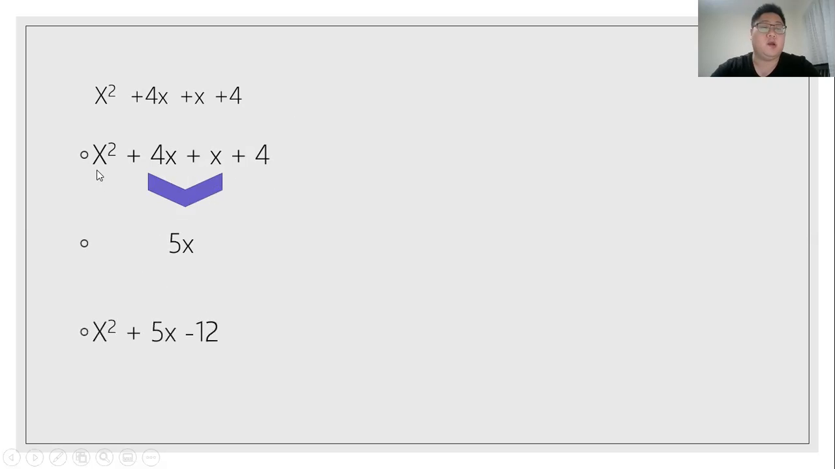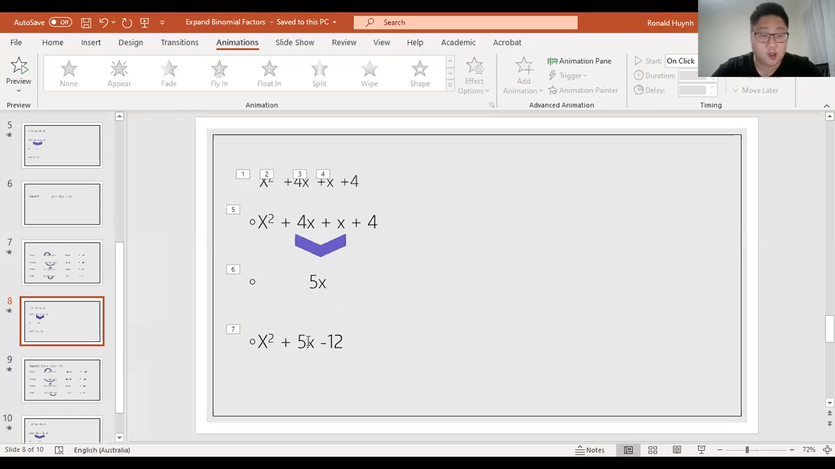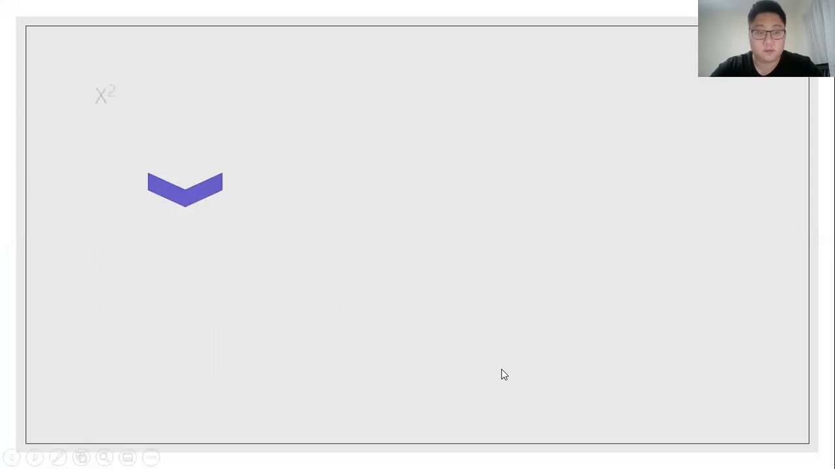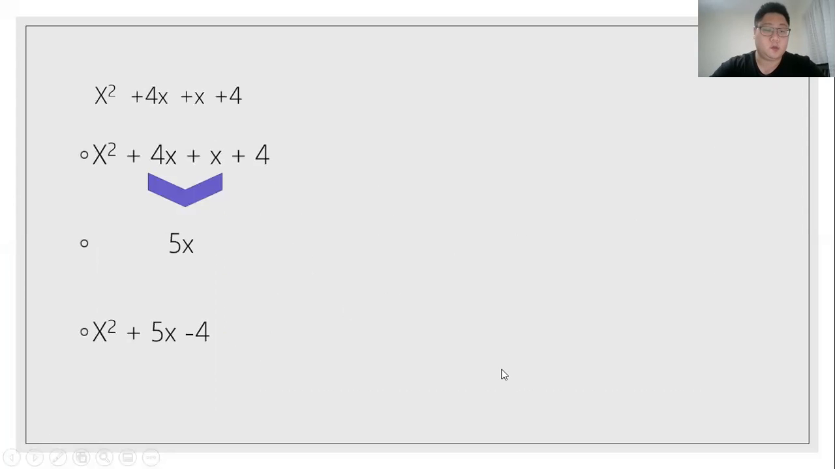So now we're going to write it out again. X squared down here, our 5x. Please remember it is a positive 5x, so plus 5x. And what do I do here? That's meant to be a 4, not a 12. Let me fix that up as well. I do apologize. So there we go. Much better. Okay, so it's x squared plus 5x plus 4.